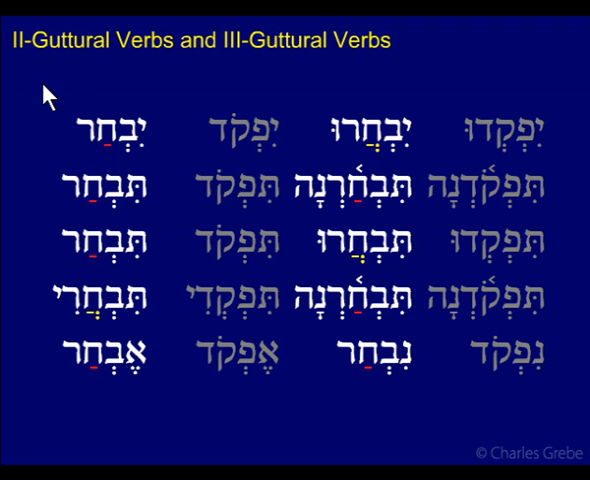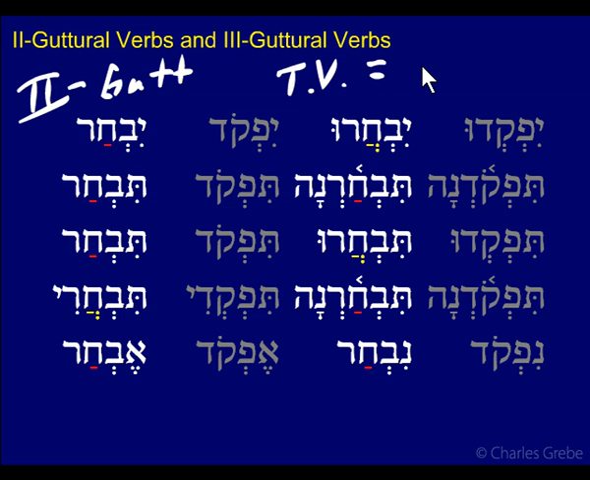So let us look at this. This is our second guttural, in the white. And what I have here in the gray is the normal form of the imperfect, just as a point of comparison. So what we can see here is that the theme vowel, which is holum, has become a patach, because we have a guttural in the second position. So the theme vowel has become a patach.